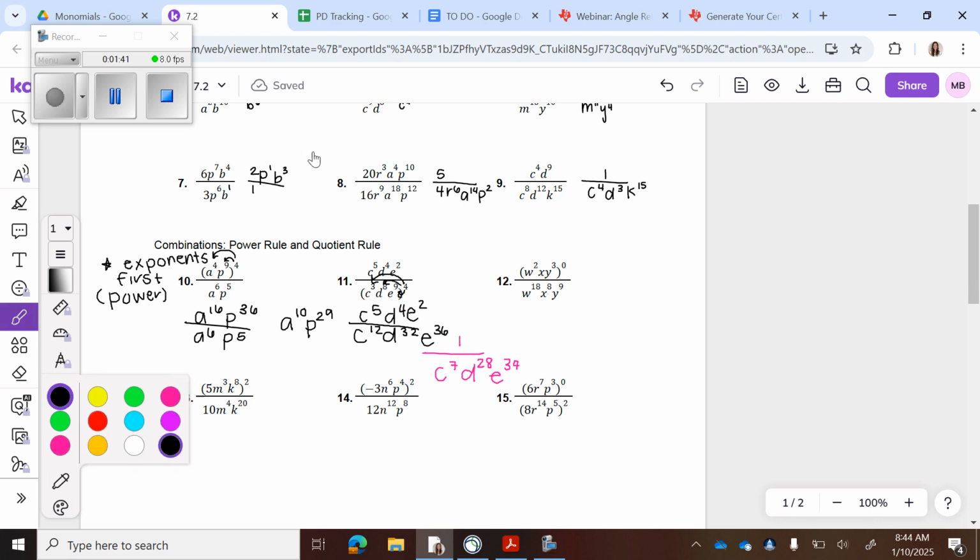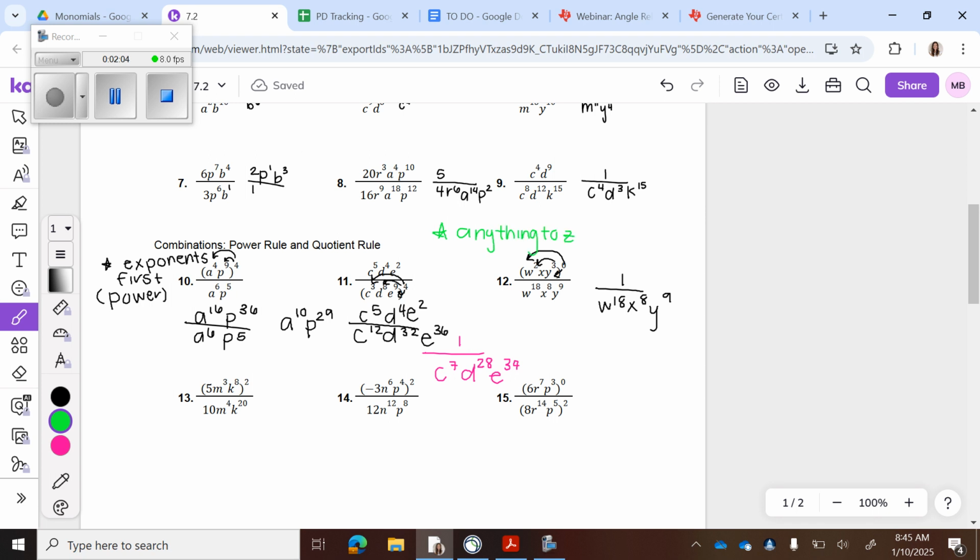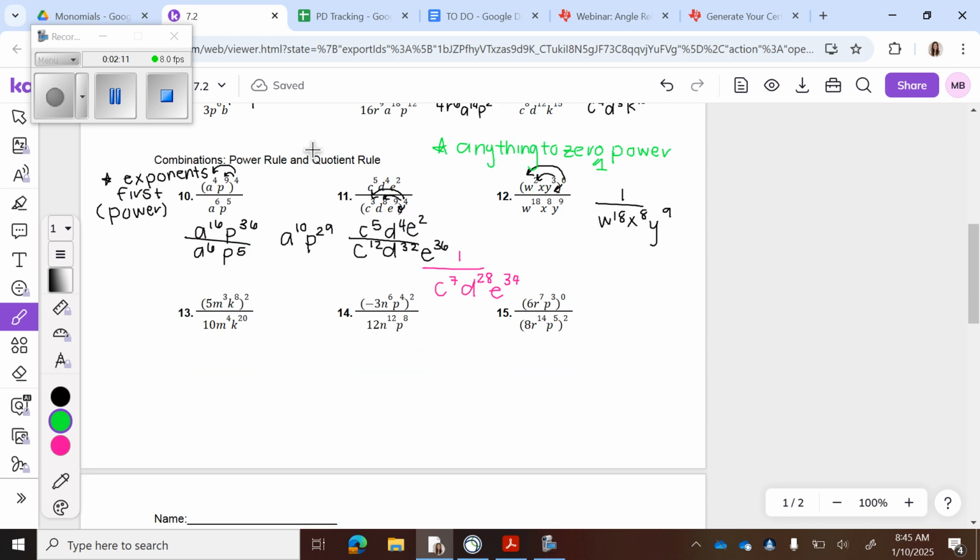All right, number 12, again, start with your power rule. I'm going to distribute this 0. Well, y'all, we already said that anything to the 0 power is 1. So my whole numerator is going to become 1, and my denominator is going to stay the same. Now there's nothing else to simplify. So maybe I'd big fat star that. Anything to 0 power is 1.